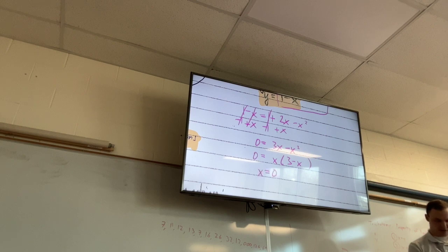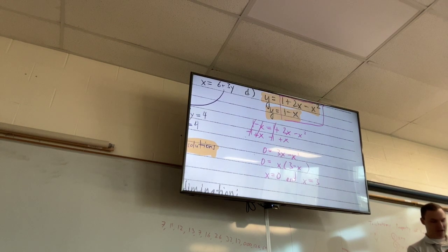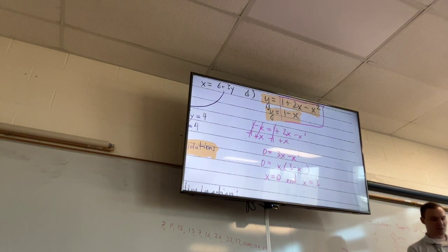x equals 0 and x equals 3. Did I do that too fast? So those are our two solutions for x, right? Now let's focus, okay? When I pick x equals 0 and plug it in here, I get y equals 1 minus 0, which equals 1. But that's only for when I plug in x equals 0. So these two go together. That's going to be one solution.